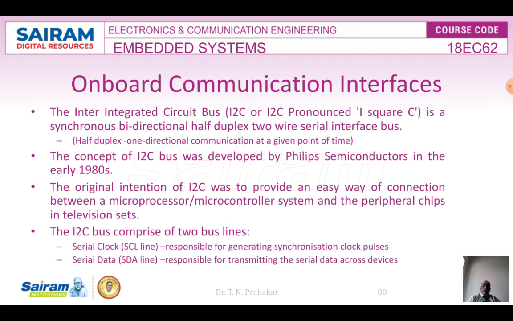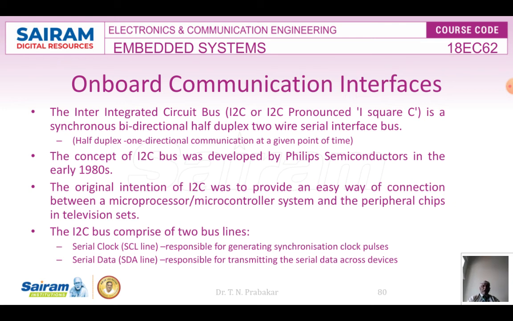And the inter-integrated circuit, that is called I2C, or I squared C, whatever we can call it, is a synchronous bidirectional half duplex two-wire serial interface bus. So what is actually the meaning of this? Bus means it's a connecting wire, which can carry the data. And serial interface means the data will be sent one bit by one bit, either from MSB to LSB or LSB to MSB, depending upon the standard, right, serial bus. And there will be two wires available, and it is half duplex.